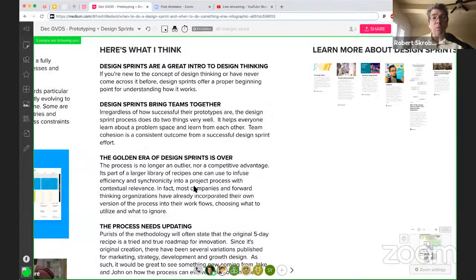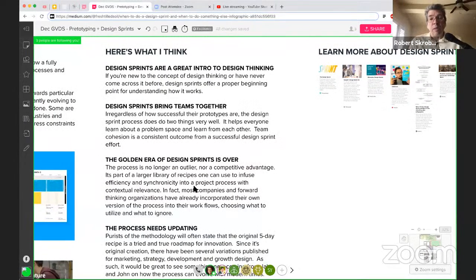Yeah. So here's my take on design sprints. Right now, they're a great intro to design thinking. If you've never done them before, and you haven't been exposed to design thinking, this is a really great way of introducing you to a recipe that works, that takes from design thinking and adapts it. It really brings teams together.